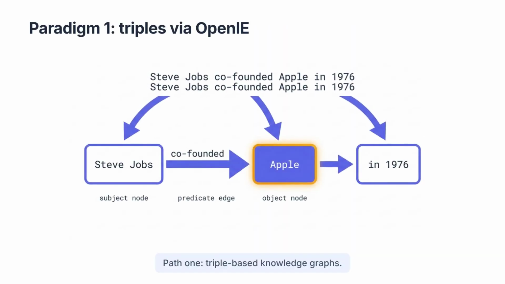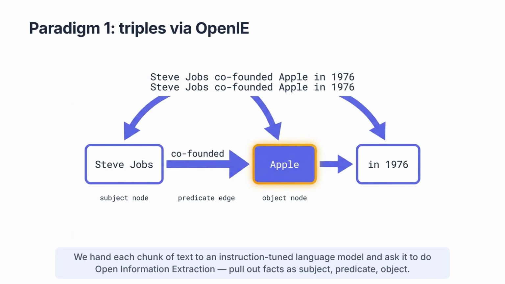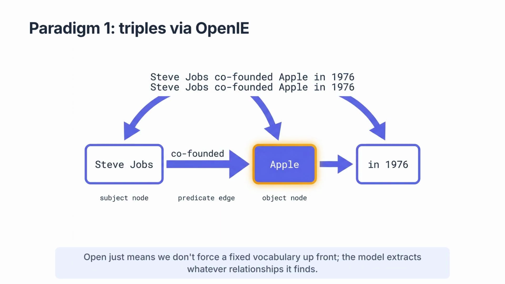Path 1, triple-based knowledge graphs. We hand each chunk of text to an instruction-tuned language model and ask it to do open information extraction. Pull out facts as subject, predicate, object. Open just means we don't force a fixed vocabulary up front. The model extracts whatever relationships it finds.